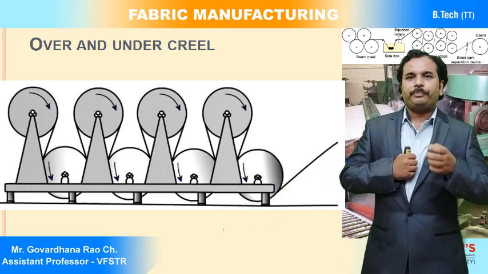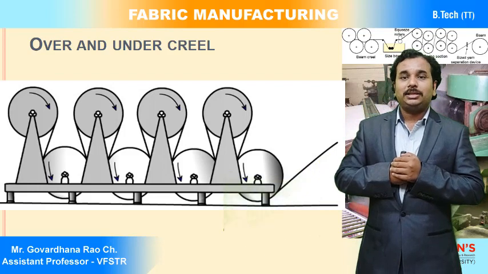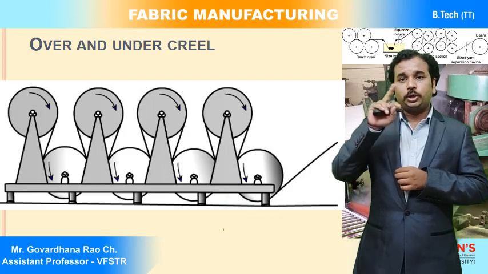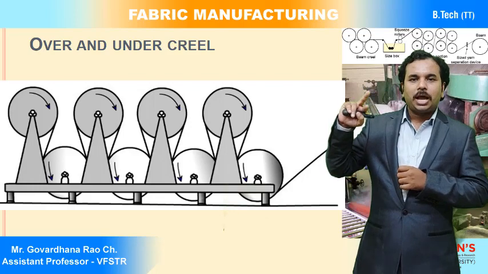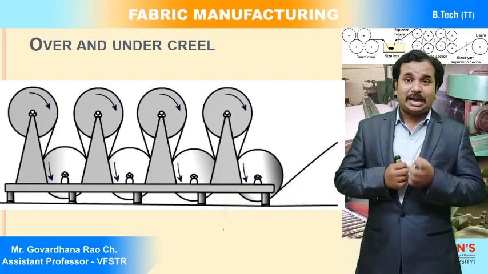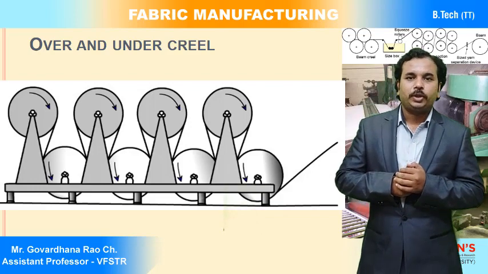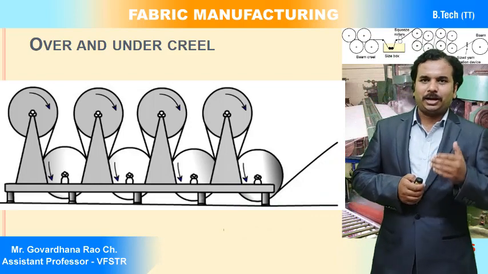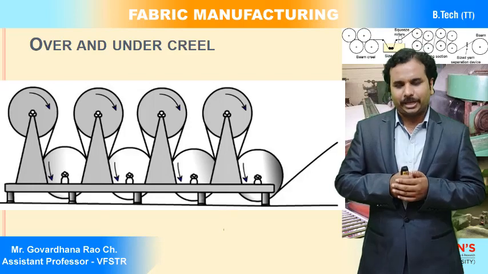One above the other: the first one, and the second one. The warp sheet of beam 1 is taken above the warp sheet of beam 2, and these two together are again taken above the third one. So a lot of strain is applied to the warp sheet. By these drawbacks, developments have again taken place in the creel sections.